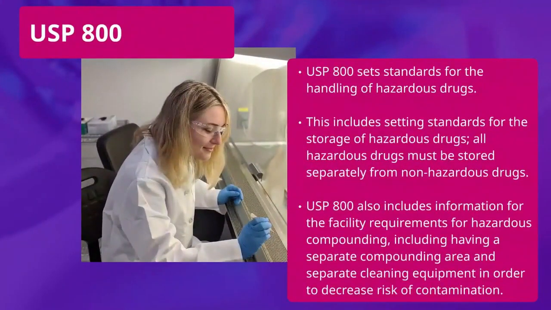Next, we have USP 800. USP 800 sets standards for the handling of hazardous drugs. So this includes setting standards for the storage of hazardous drugs. All hazardous drugs must be stored separately from their non-hazardous drug counterparts. USP 800 also includes information for the facility requirements for hazardous compounding, including having a separate compounding area and separate cleaning equipment in order to decrease risk of contamination.